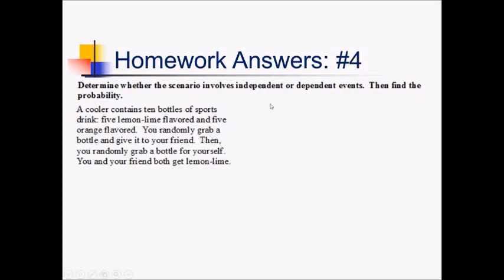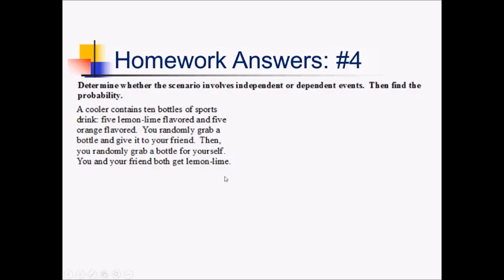For this one, we want to figure out independent versus dependent and the probability for a cooler containing 10 bottles of sports drink. We've got 5 lemon-lime and 5 orange flavored. Let's say you randomly grab a bottle, give it to your friend, and then grab a bottle for yourself. And we want the probability that your friend and you both get lemon-lime.